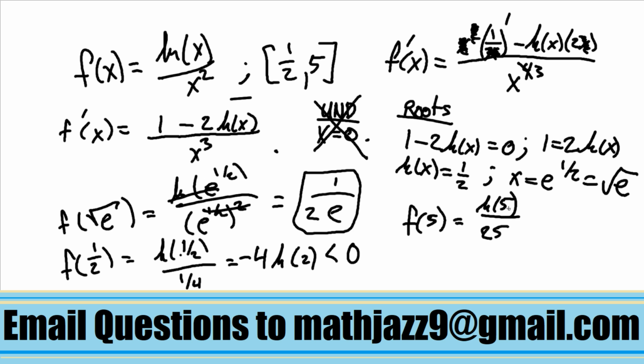Okay, so ln of 5, well, ln of e squared is 2. E squared is about 8. So ln of 5 is less than ln of 8, which is about the same as ln of e squared. So this here is going to be less than 2 over 25. This one here is going to be about 1/5 or so.